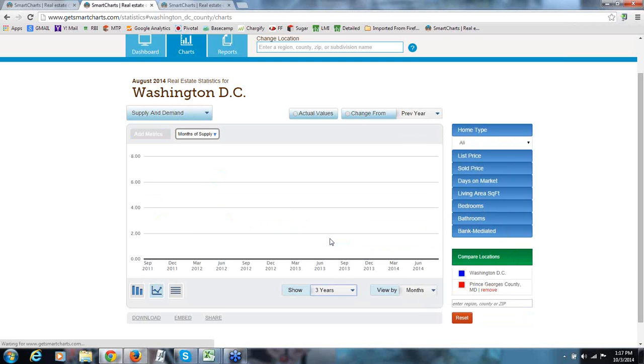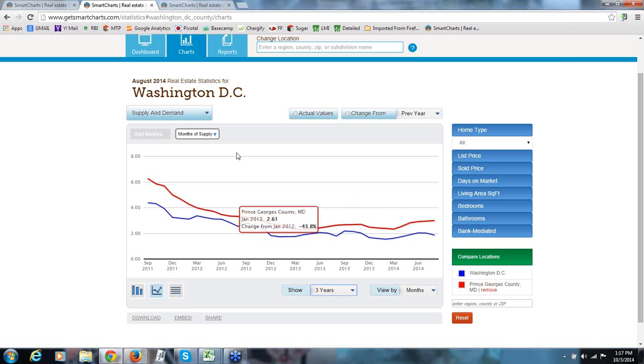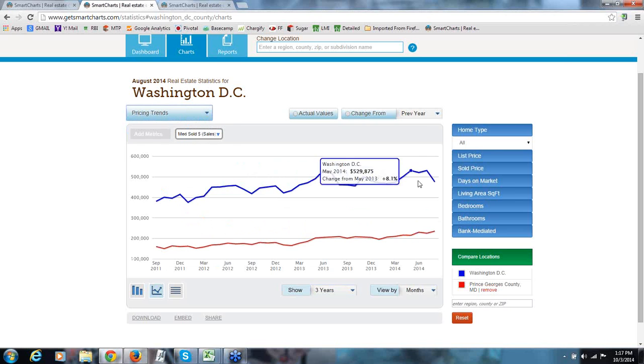Switch this to 3 years just to make it more legible. So if we look at the pricing trends for these two locations, we can see that obviously DC is a very expensive place to live. Affordability is becoming a concern. Prince George's County is more affordable.